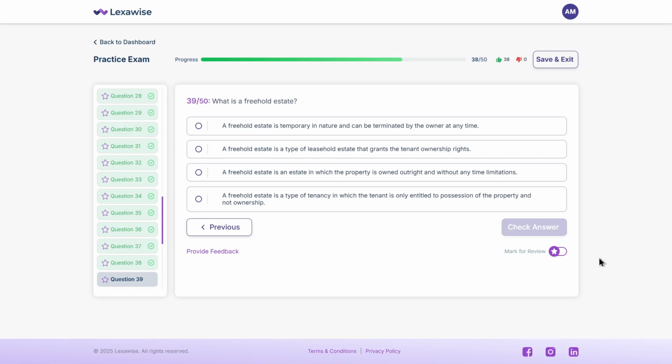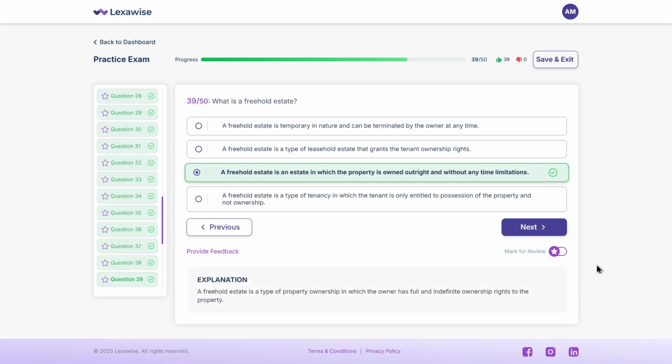The correct answer is C. A freehold estate is an estate in which the property is owned outright and without any time limitations. Unlike leasehold estates, a freehold estate implies permanent ownership either for life or indefinitely.